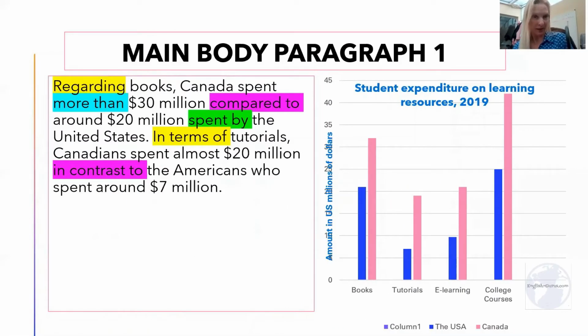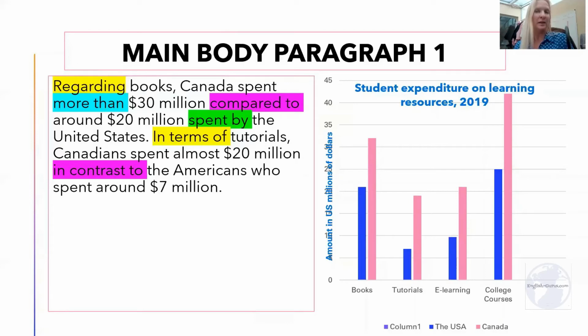Regarding books, Canada spent more than $30 million compared to around $20 million spent by the United States. In terms of tutorials, Canadians spent almost $20 million in contrast to the Americans, who spent $7 million.